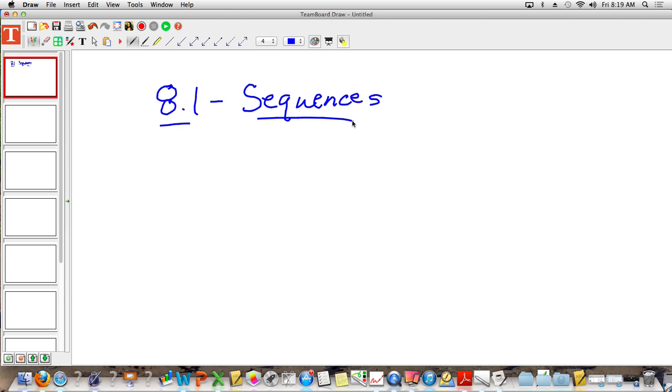8.1 on sequences. First of all, an infinite sequence, some definitions first.